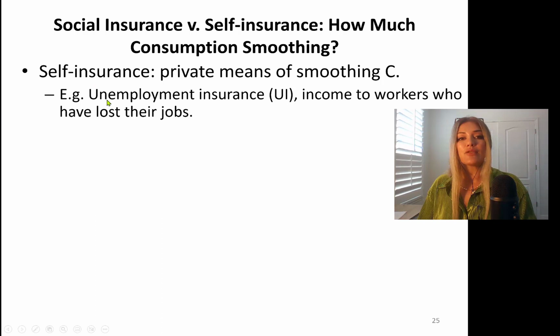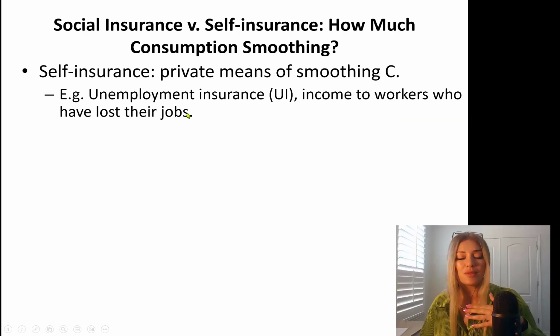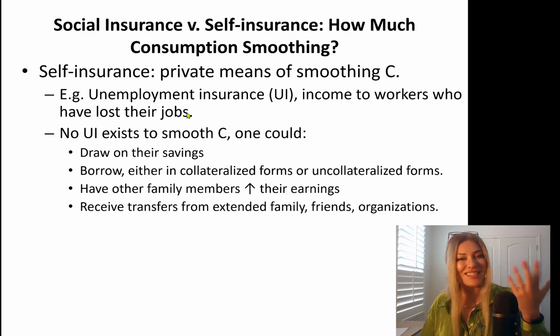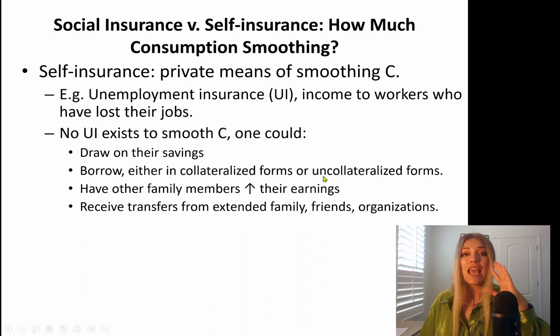So for instance, in the case of unemployment insurance, this is basically an income to workers who have lost their jobs, right? If no unemployment insurance exists in the market, you can smooth consumption by drawing on your savings, right? Emergency funds. You can borrow either in collateralized or uncollateralized forms. So this is basically like asking your parents, "Hey, can I please borrow $5,000?"